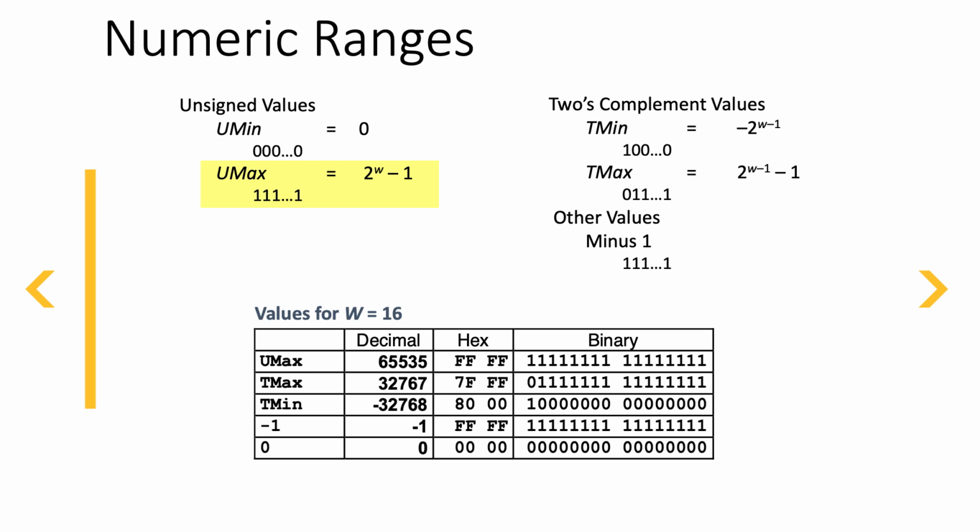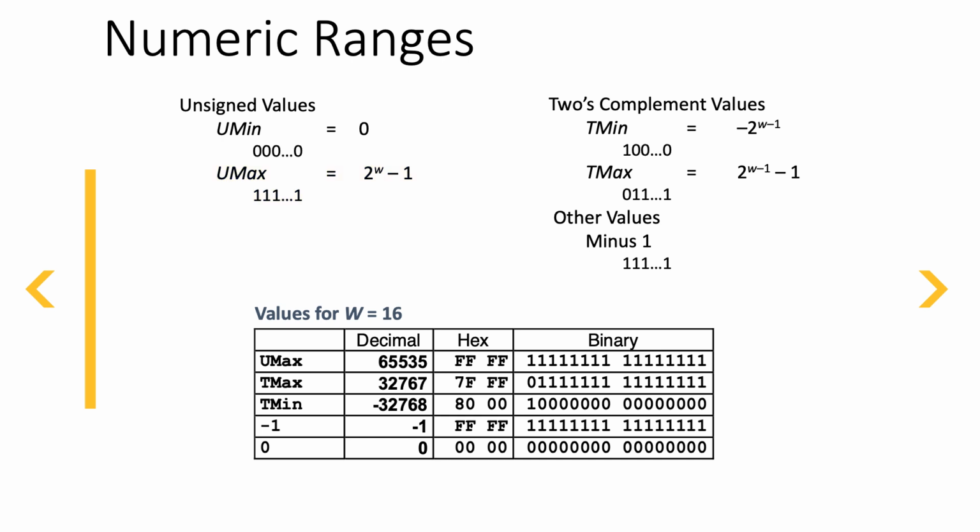our unsigned maximum is just going to be all 1s, and mathematically that breaks down to 2 to the power of w, and remember w is our word size, how many bits we're dealing with, minus 1. So, depending on what word size we're using, we can always easily figure out the range of unsigned integers that we can represent on that system.